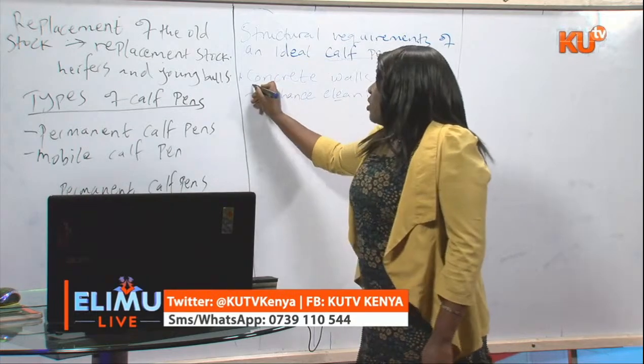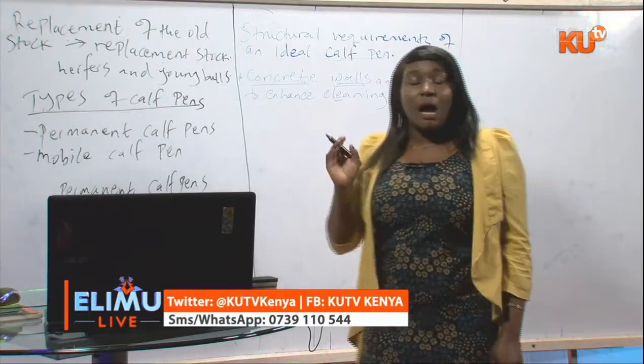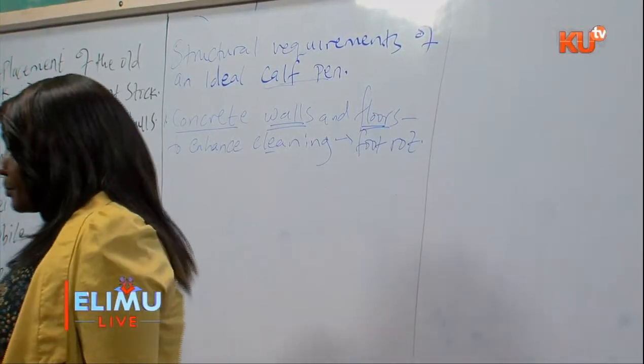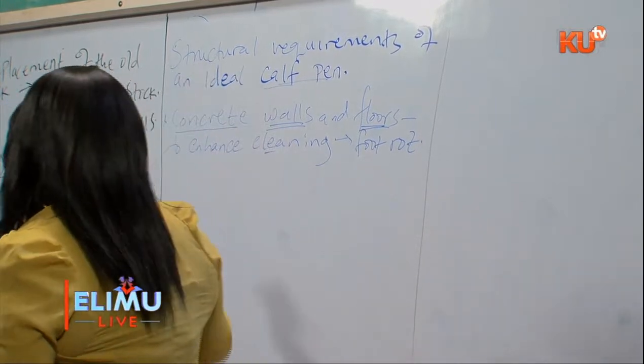Now, that is the first thing. Concrete walls. Ensure, if you can, the walls are concrete and the floors are concrete. So, that is the first requirement.